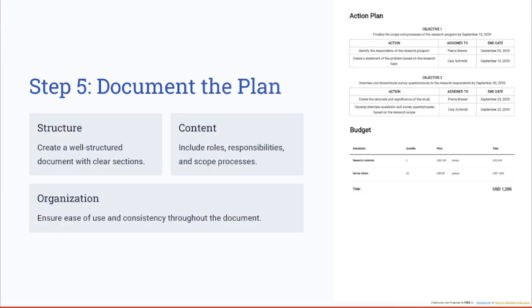Once you complete utilizing these tools, you need to document the plan that you came up with. Documenting the scope management plan involves creating a well-structured document that includes sections such as roles, responsibilities, and scope-related processes. A clear and organized plan ensures ease of use and consistency across the overall scope management plan.